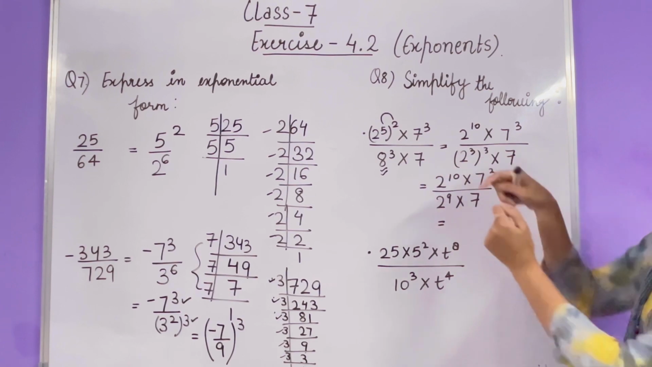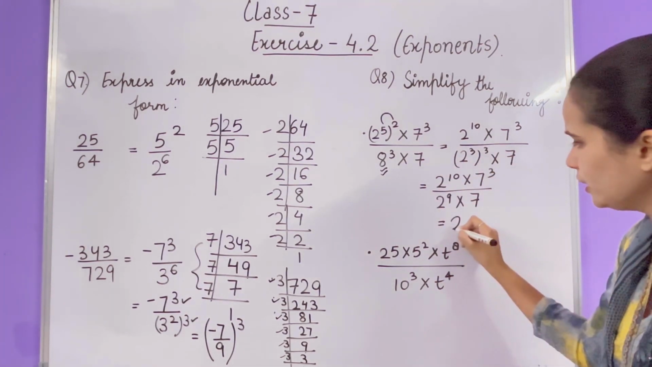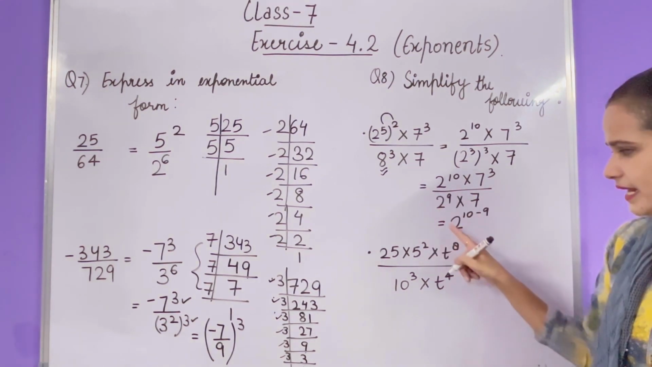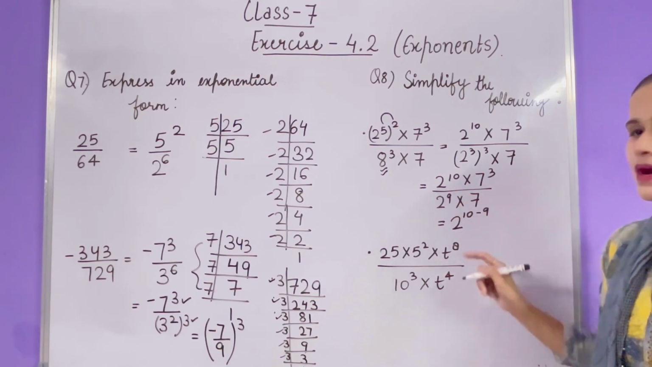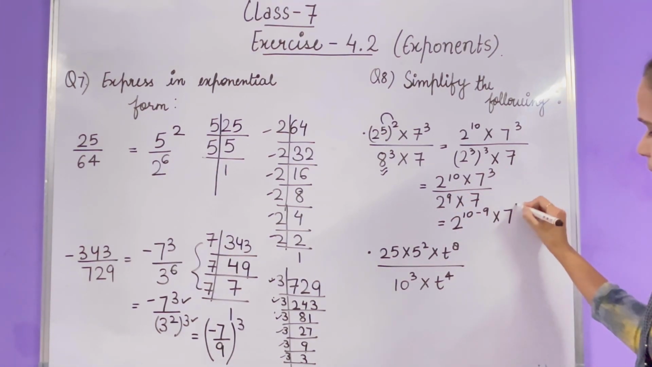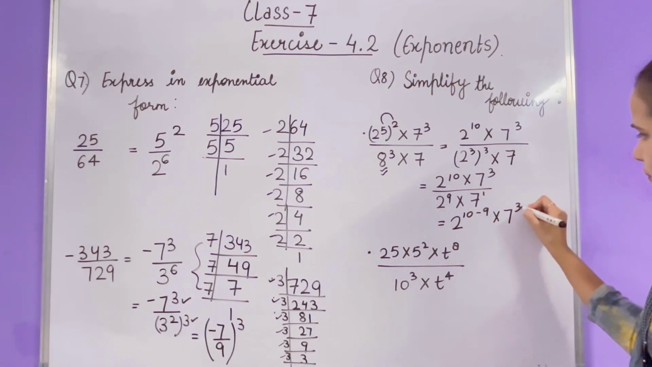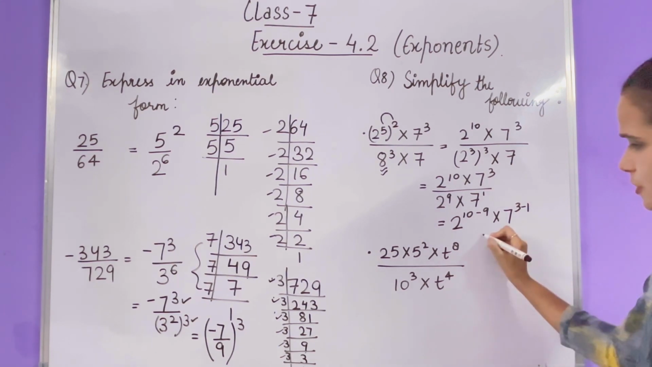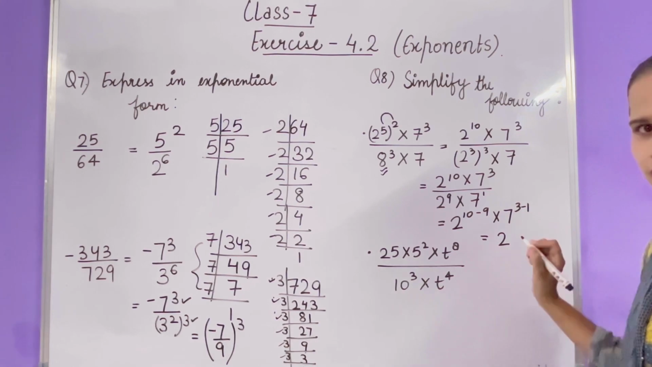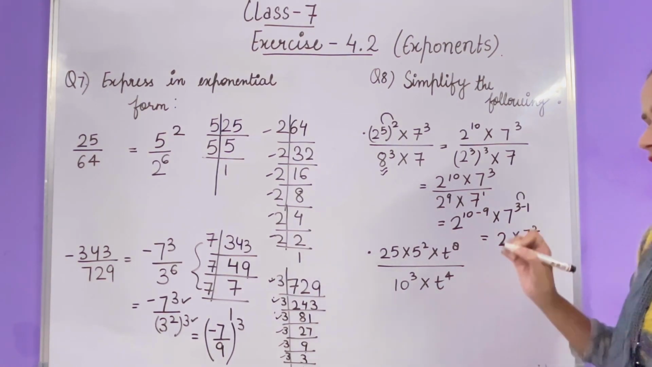These two numbers are in division. We have powers and the base number is the same. So what will you do? 2 to the power 10 minus 9. There is 2 on top and 2 below. It is division, so what will you do with the powers? Subtract. Multiply by 7 raised to the power 3. Where there is nothing, what will be the power? 1. So we will write 3 minus 1. Now what is left? 10 minus 9 will be 1, so we write 2 only. Then 7 square. That's all. That's your answer.